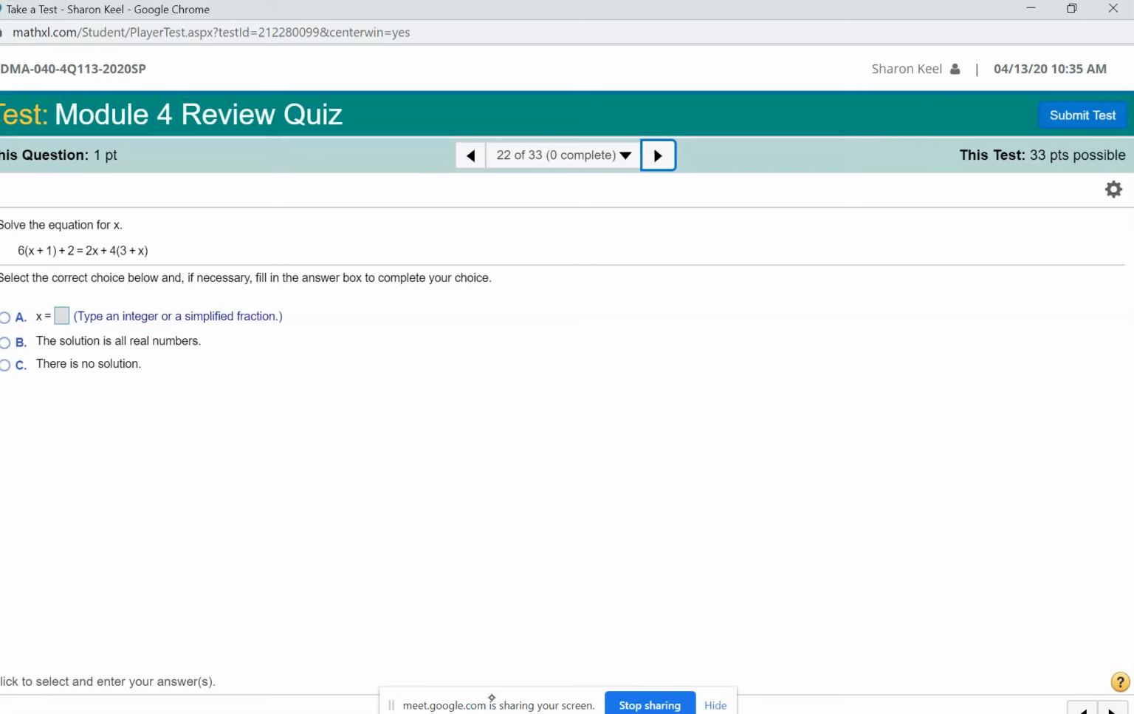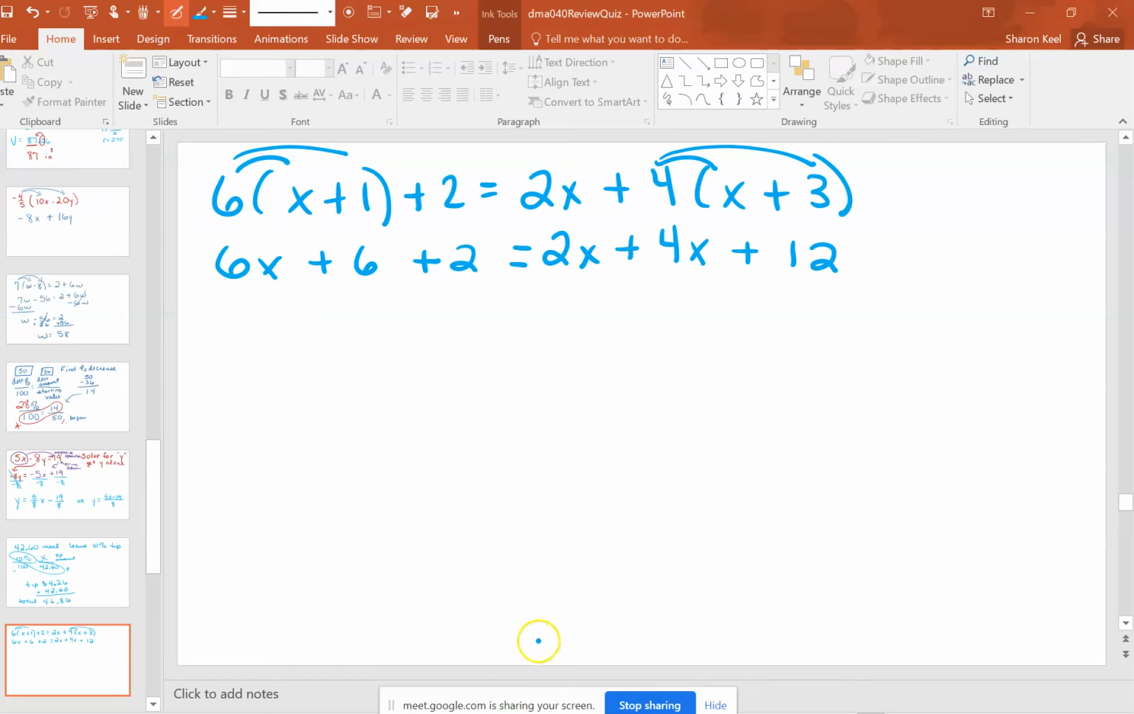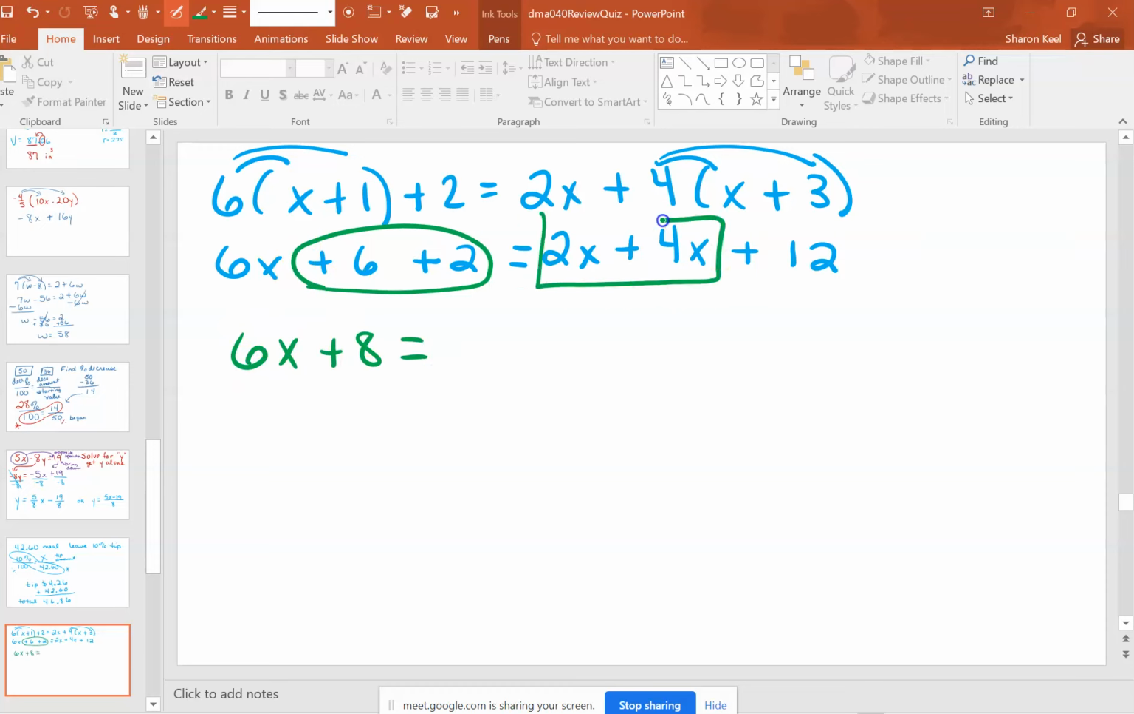Oh, wait a minute. Did I write that right? 3 plus x. Okay. It doesn't matter which order. It's still an x and a 3. They're both positive. Now, on the left side, I need to combine like terms. So I'm going to combine these two. So I have 6x plus 8 is equal to, on this side, I'm going to combine the 2 and the 4. So that gives me 6x plus 12.